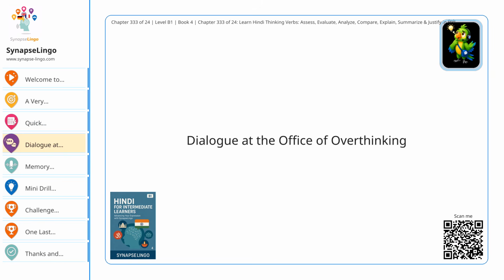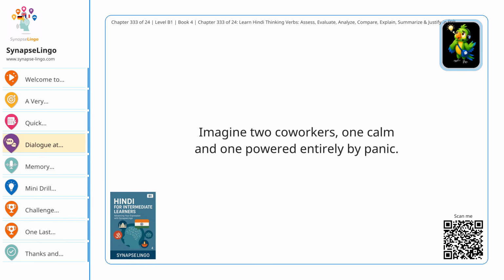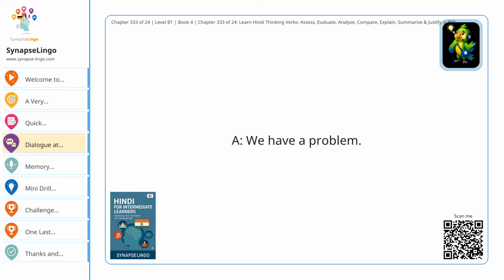Dialogue at the office of overthinking. Here comes a short dialogue. Imagine 2 coworkers, one calm and one powered entirely by panic. A. We have a problem. B. Great. First let's आकलन करना the situation. A. I already panicked. Does that help? B. Not exactly. Now let's विश्लेषण करना the data. A. I analyzed the data emotionally. B. That is not the same thing.